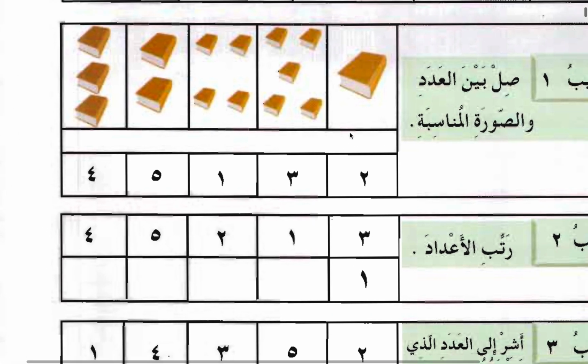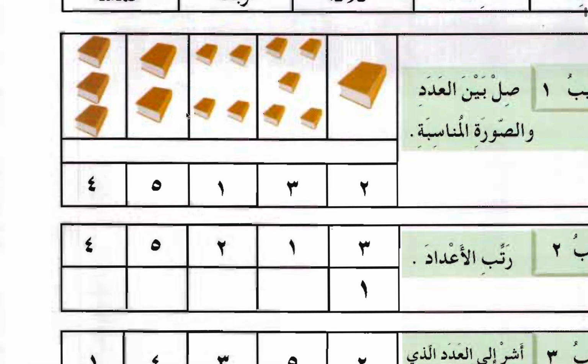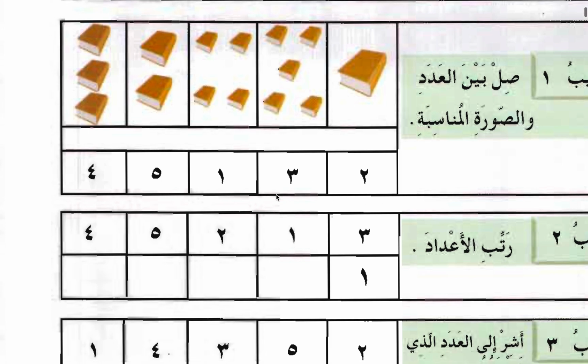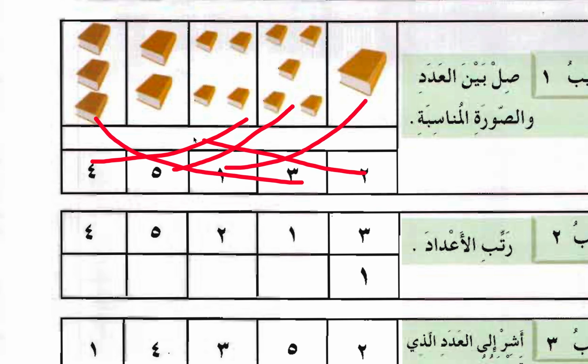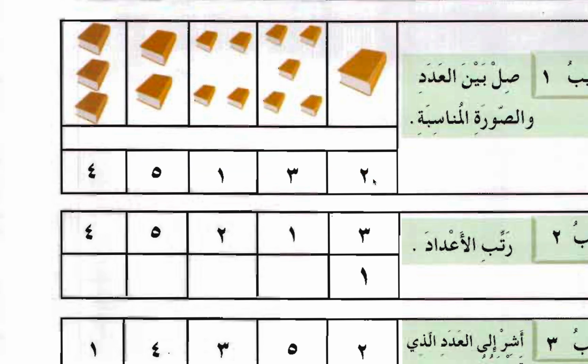So here you have 1 book, 5 books, 4 books, 2 books, and 3 books. And here on the bottom you have these Arabic numbers, right? The 2, 3, 1, 5, and 4. So to complete this exercise, you would connect, right? This is the 4, this is the 5, this is the 1, this is the 3, and this is the 2. Right? So this is what the instructions are saying.